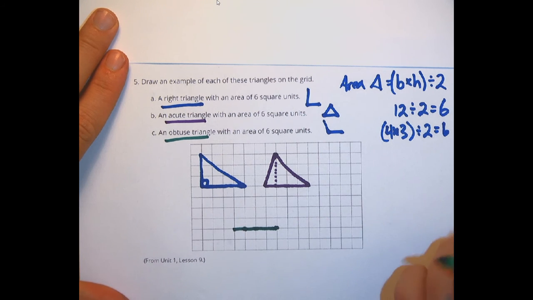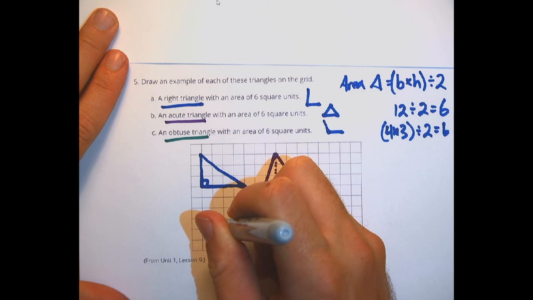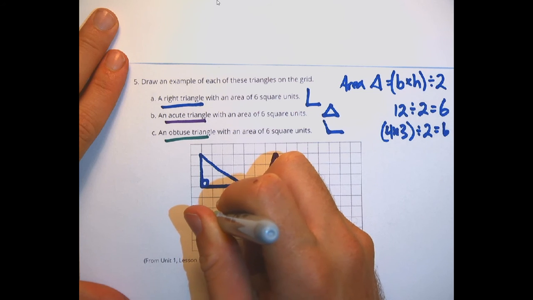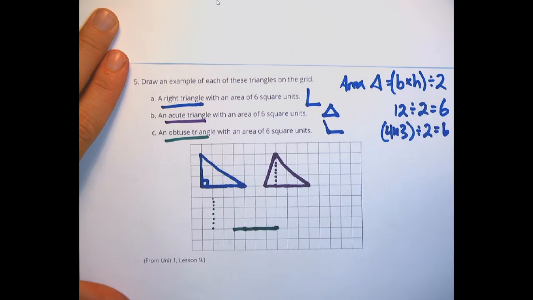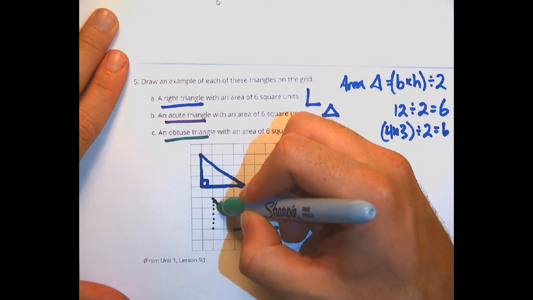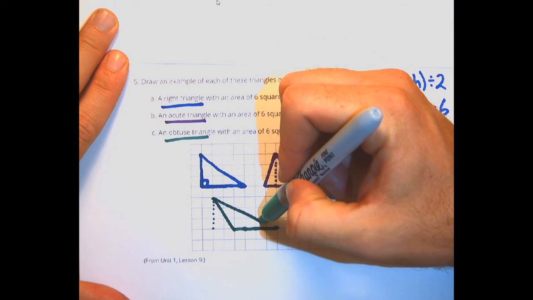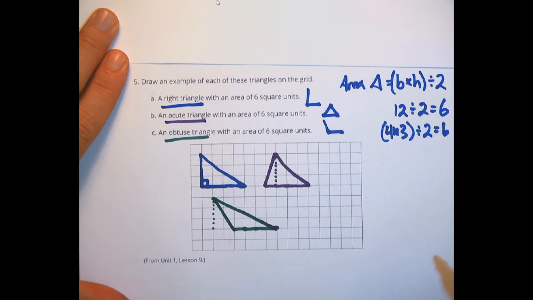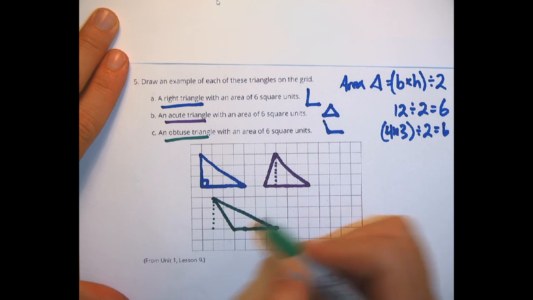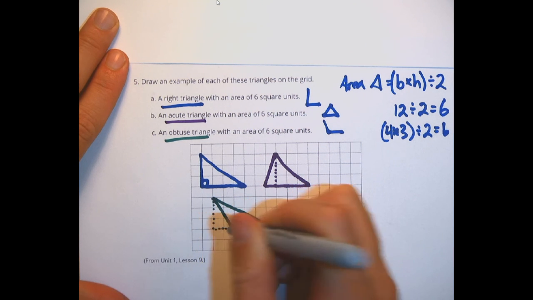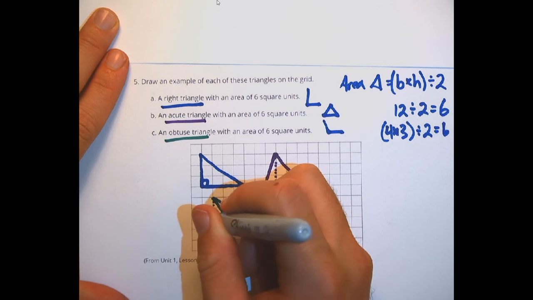And we still know that we need a height of 3. So if we do a height of 3 here, that's our height of 3. And we can connect these lines. For our triangle, this angle is greater than 90. And this is our height.